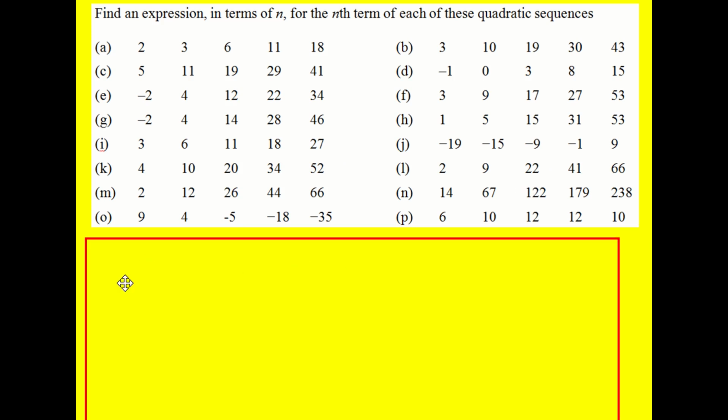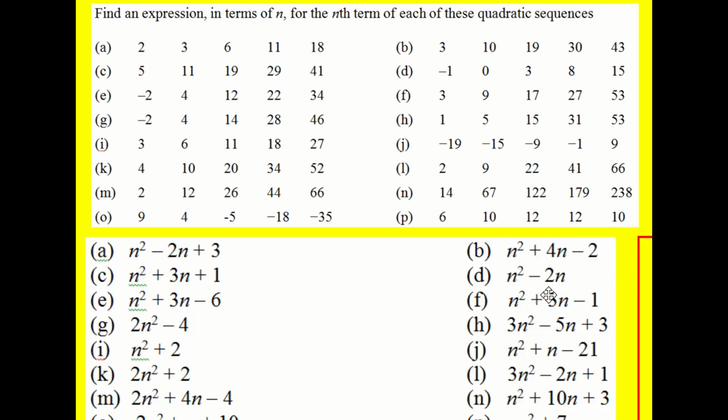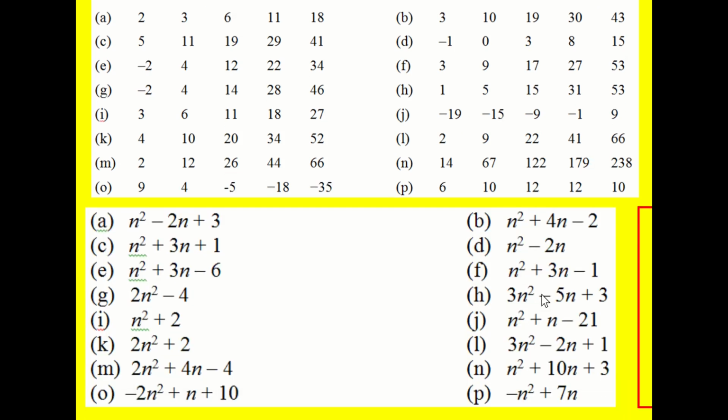So I hope there's no mistakes in the answers. Here goes. These are the nth terms of A to P. Got some really interesting sequences going on. Some that start the same and then they differ. You can see E and G start the same, but we've got very different sequences overall.